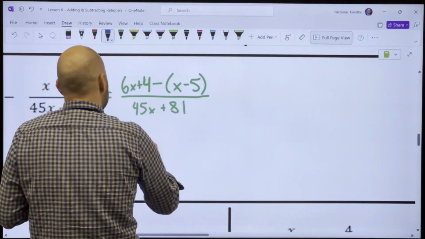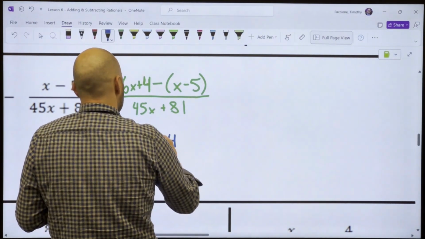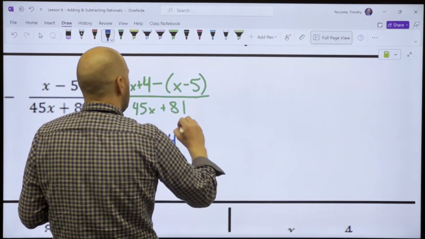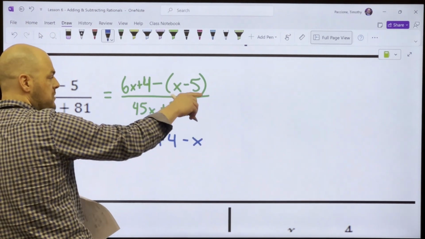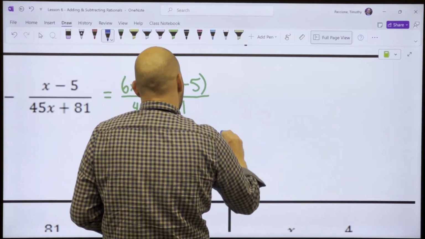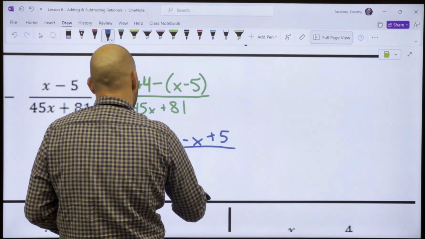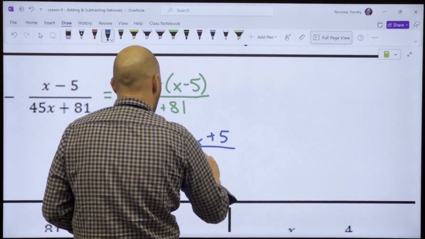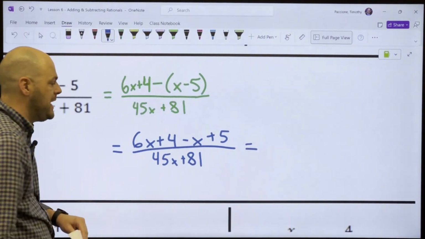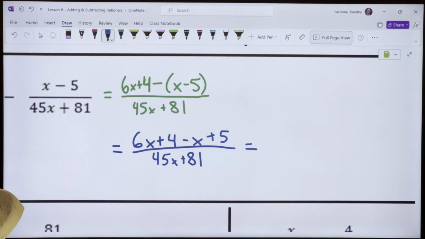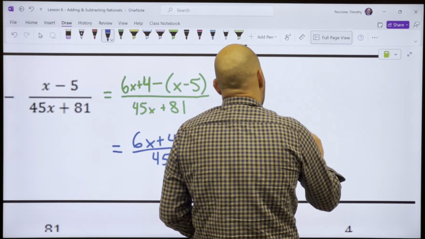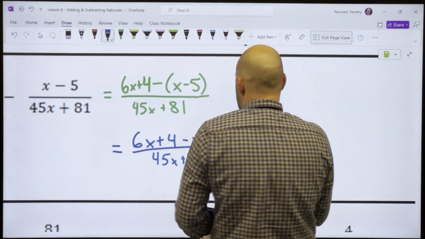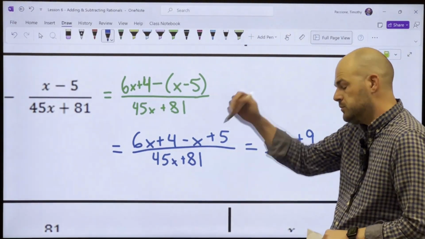Okay, so now let's keep going. So I got 6x plus 4 minus x, and then what? Plus 5, right? Minus 5. Okay, over 45x plus 81. Okay, let's combine some like terms. What do I end up with on top? 5x plus 9.